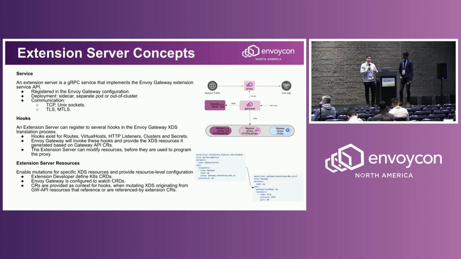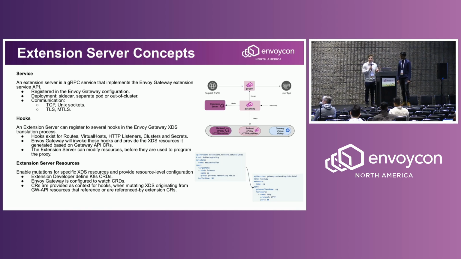Now, the interface is essentially a collection of hooks for mutation of various XDS resources. So, for example, there are hooks for XDS routes, for virtual hosts, for listeners, for clusters, secrets, and so on. So when an extension server registers to a specific hook, Envoy Gateway will invoke that extension server and provide to it the XDS resources that Envoy Gateway translated from Gateway API. And then the extension server has the option to mutate these resources before they are being used to actually program the proxy.